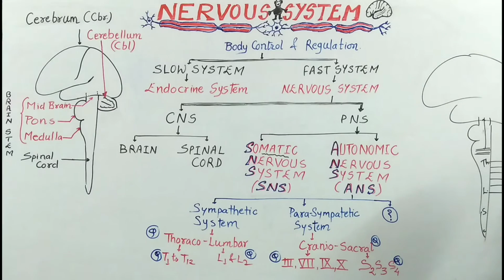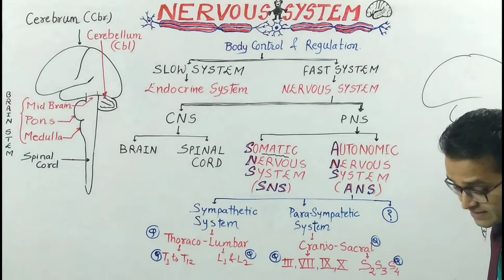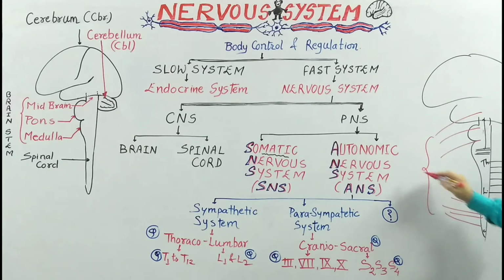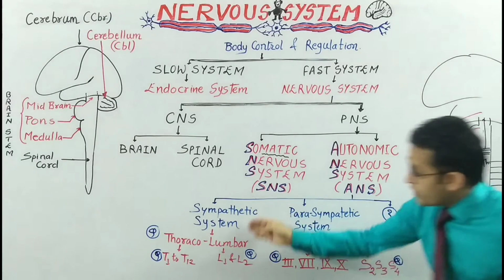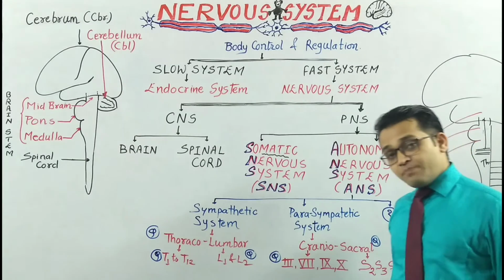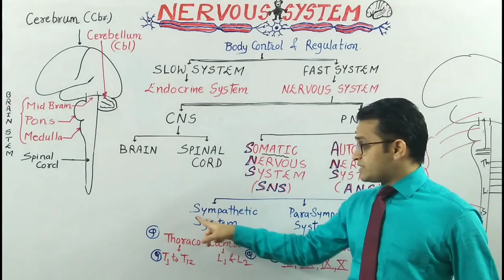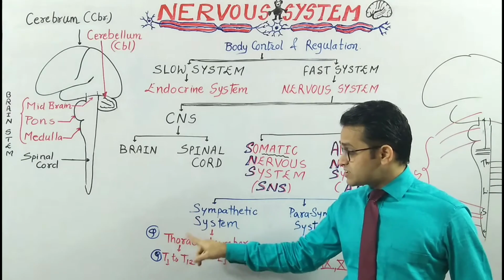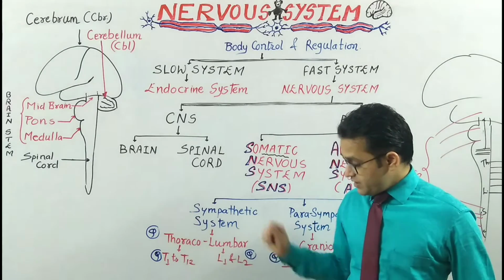So this is the sympathetic system, while the parasympathetic system arises from the cranial part and the sacral part. These are the fibers indicating the parasympathetic system. This is the sympathetic, meaning thoraco-lumbar in appearance. That's why this is an MCQ from your physiology as well as from the anatomy: the sympathetic system is thoraco-lumbar in origin.